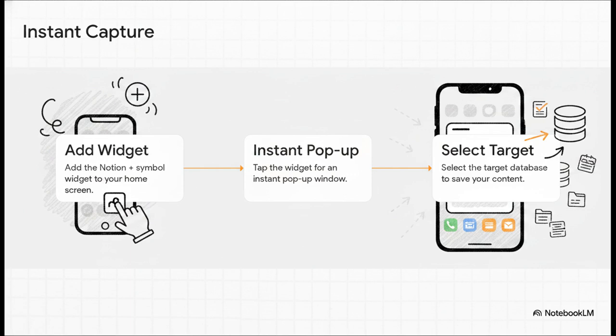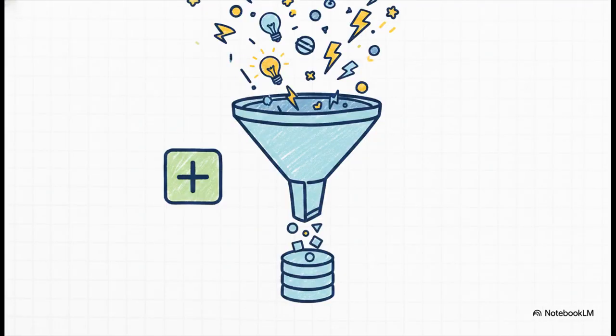Step 2, whenever an idea strikes, you just tap that widget. You get an instant pop-up window completely bypassing your main workspace. And Step 3, you customize that widget to funnel your notes straight into a target database. The logic here is an absolute game changer.